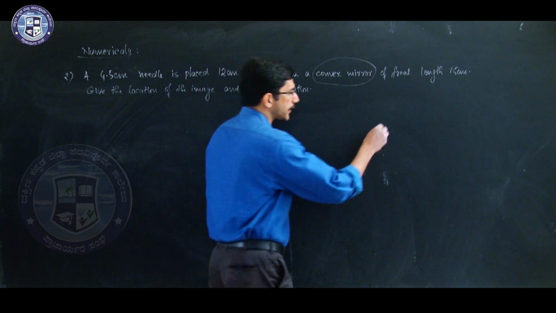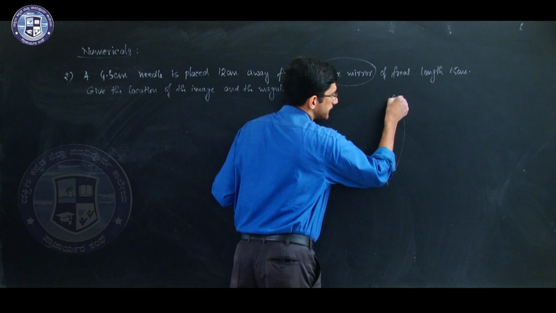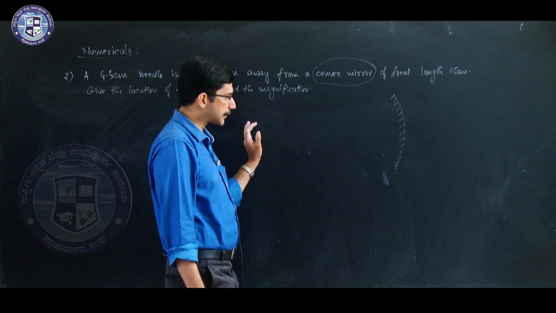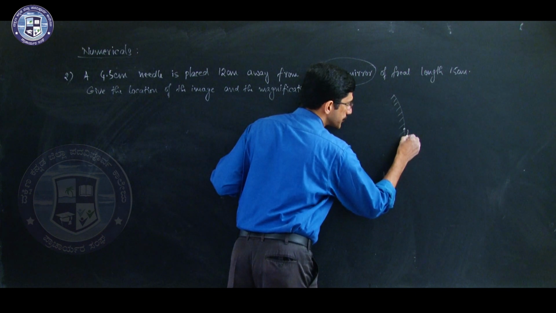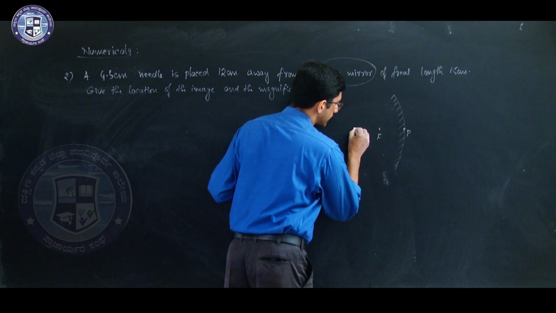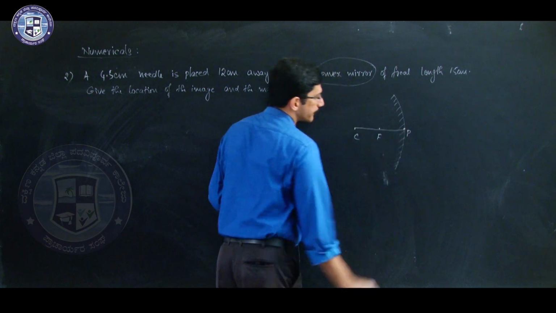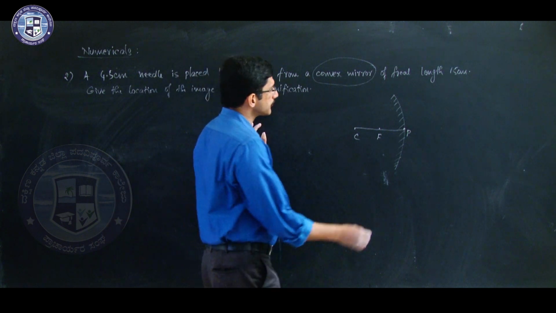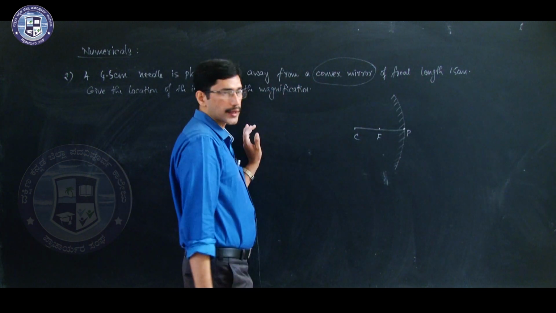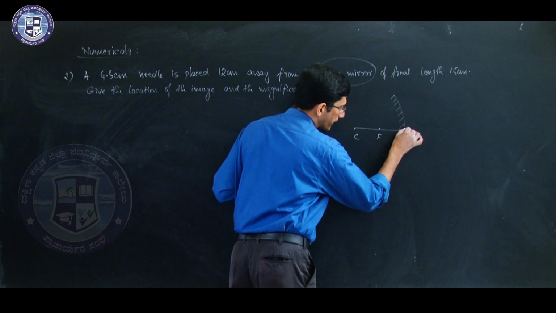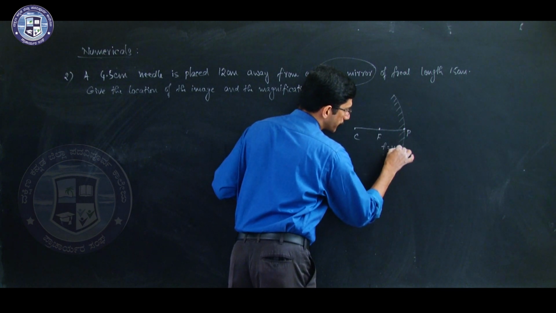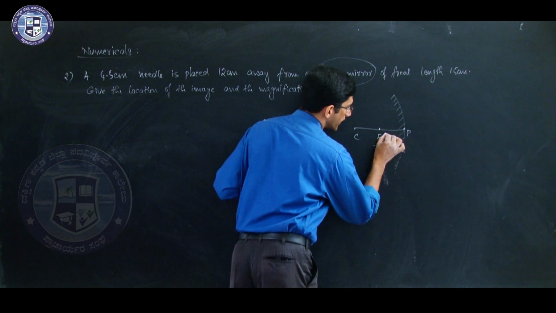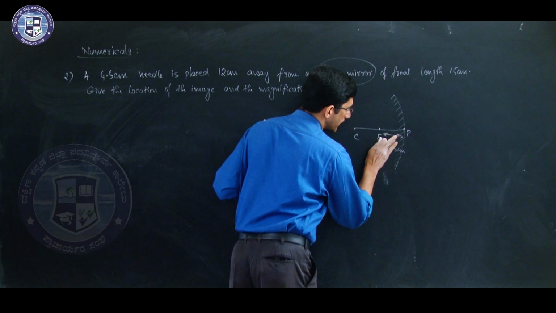Before that, we will draw the diagram. In the case of a convex mirror, the reflection takes place from the outer surface and the inner surface is silvered. Here somewhere there is a pole, here there is a focus and there is a center of curvature, and the reflection is taking place from the outer surface. Now, the focal length is given as 15 centimeter, that is the distance from pole to the focus. We will check whether it is positive or negative. This much distance is nothing but the focal length.